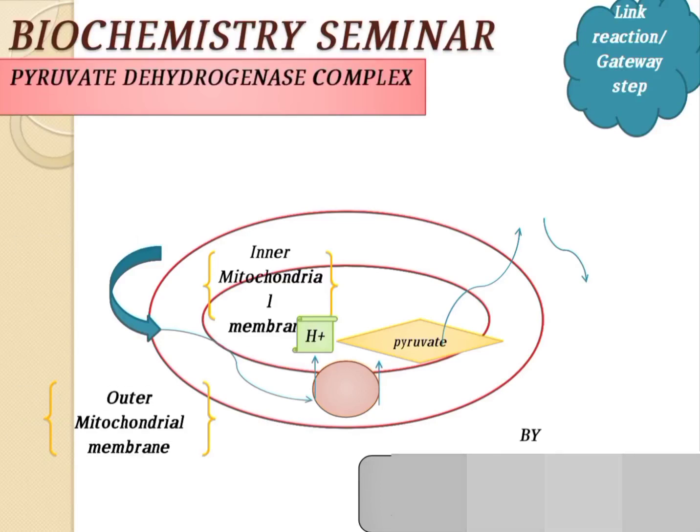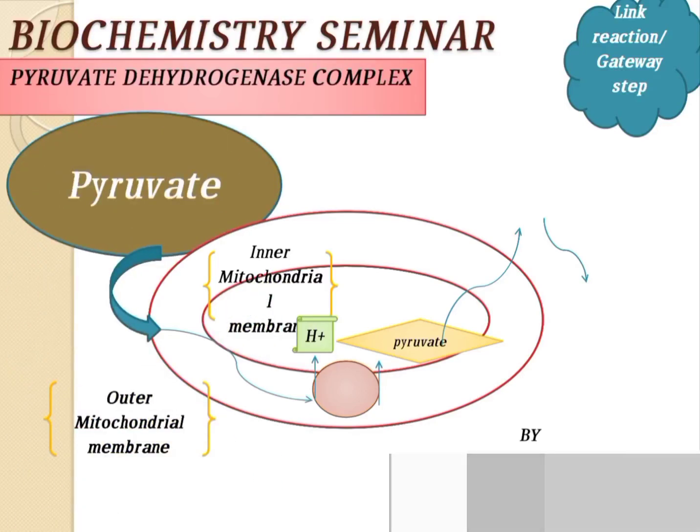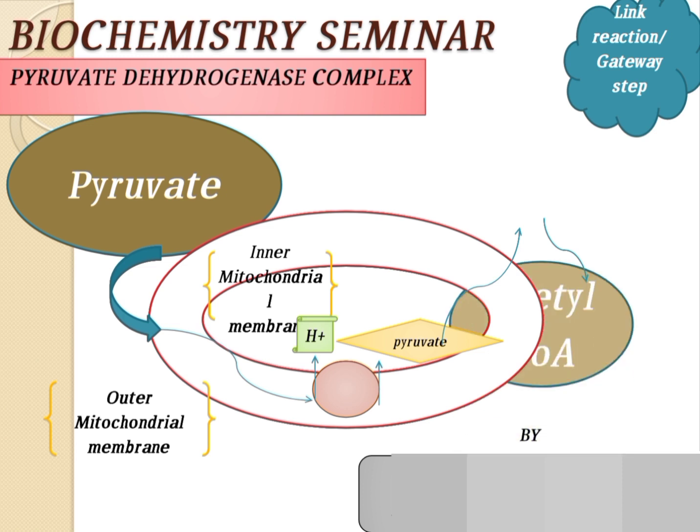Pyruvate dehydrogenase complex. Pyruvate is formed as a result of glycolysis in the cytoplasm. This pyruvate can be reduced to lactic acid by the action of enzyme lactate dehydrogenase. It can also be carboxylated to oxaloacetate or transaminated to alanine. But if this pyruvate has to enter the TCA cycle, then it is required for its conversion to acetyl coenzyme A.